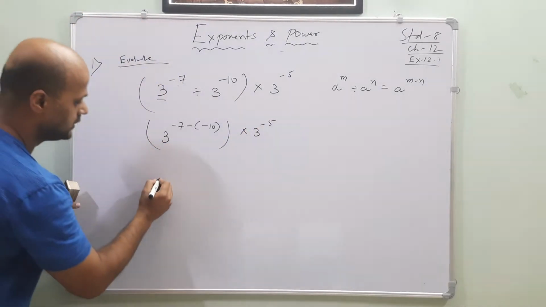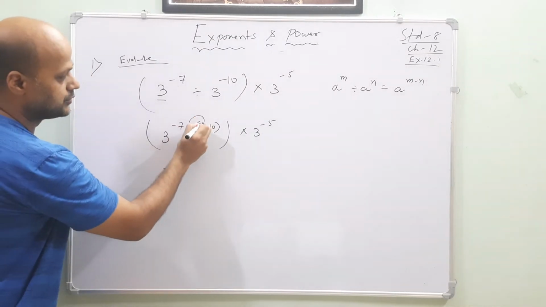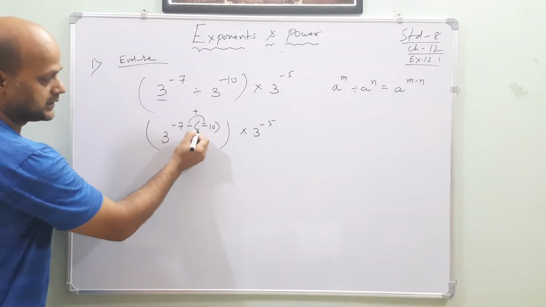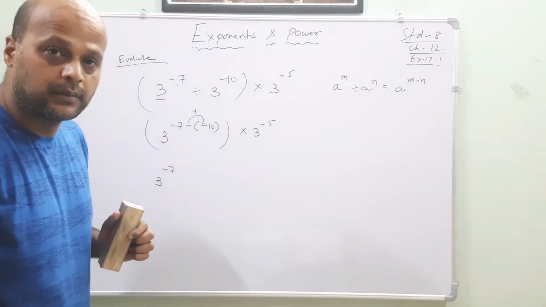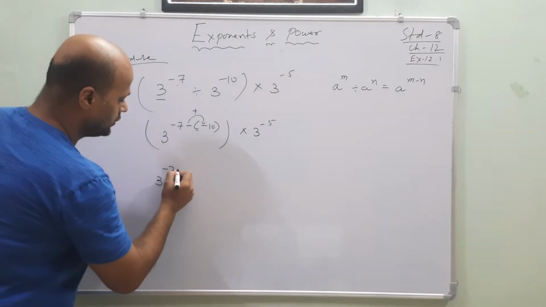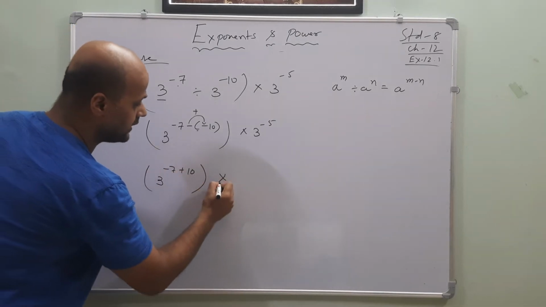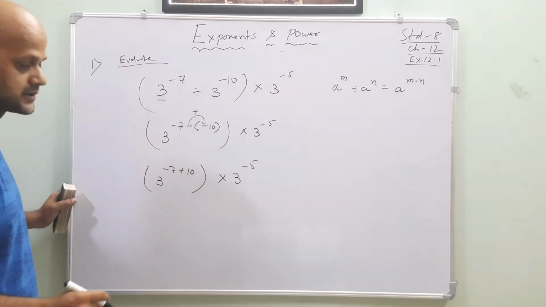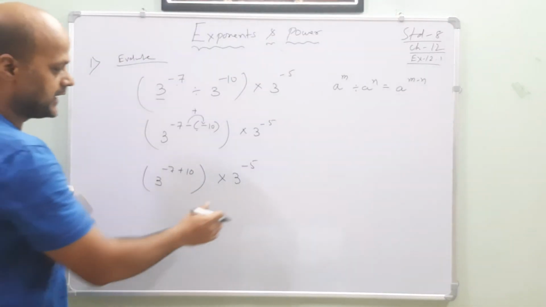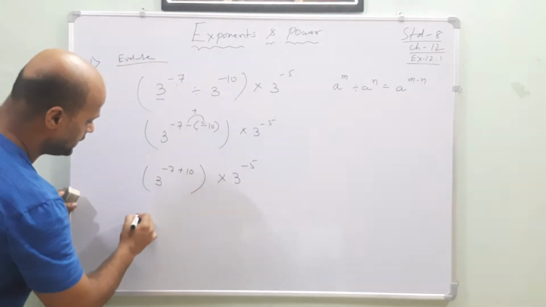First solve this one. 3 to the power of minus 7 is as it is. Minus into minus becomes plus because the bracket is there. Now the bracket will behave as multiplication. Very good. So plus 10. Bracket close, multiplied by 3 power of minus 5. Now solve inside the bracket first. Here two steps are there. Either you can go directly or by step process.